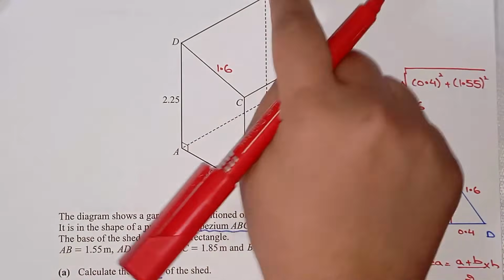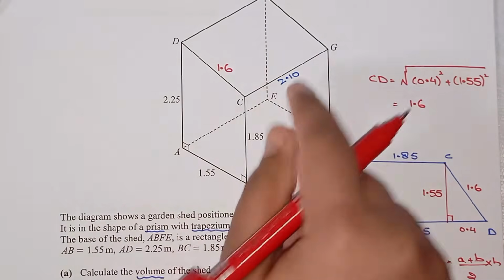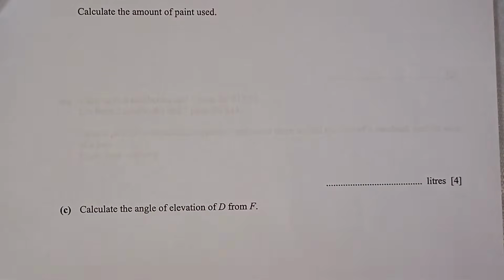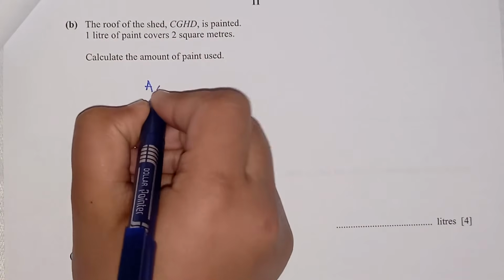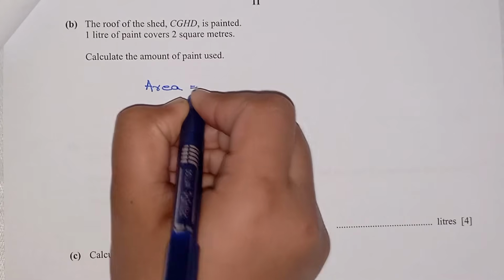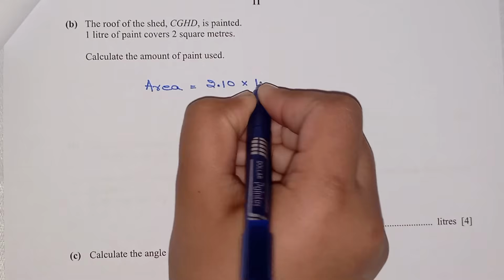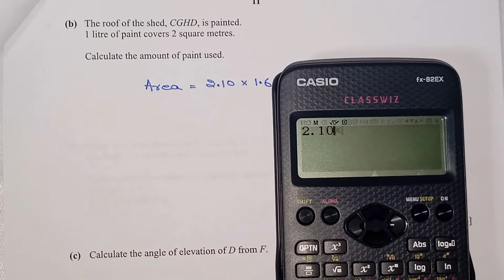Now we have the value for CD, we can easily calculate the area of the top of the shed. That is also a shape of a rectangle, length times width. So 2.10 times 1.6 would be the area. Let me do it over here. The area of the roof is 2.10 times 1.60. This would be 3.36.